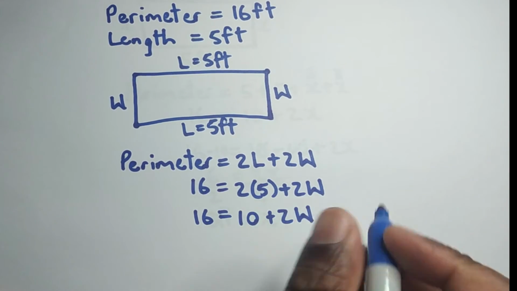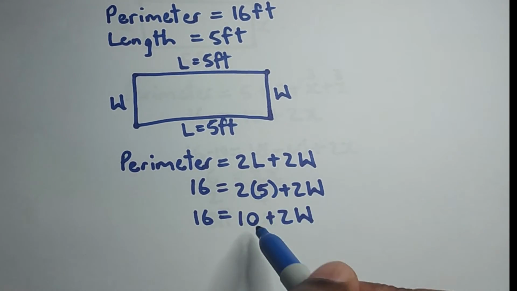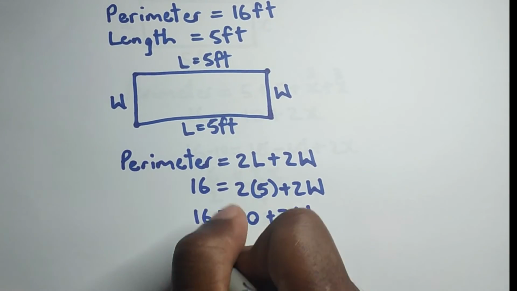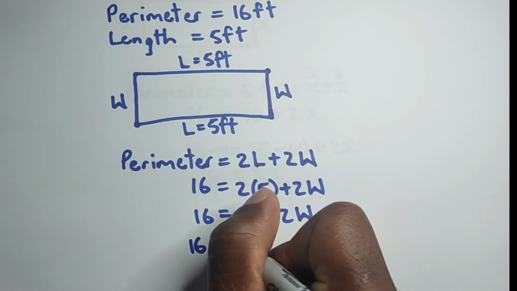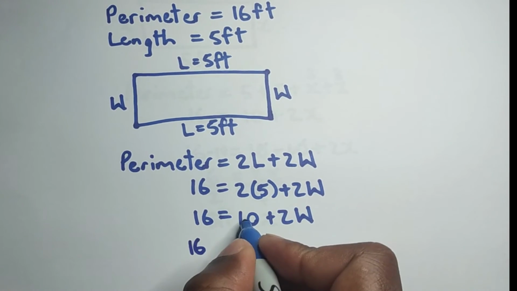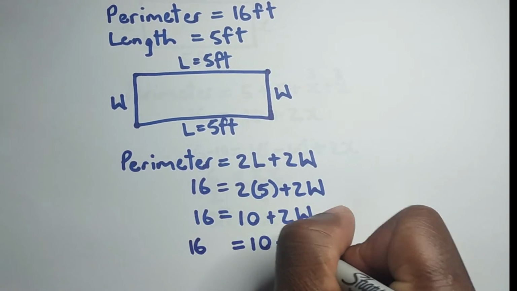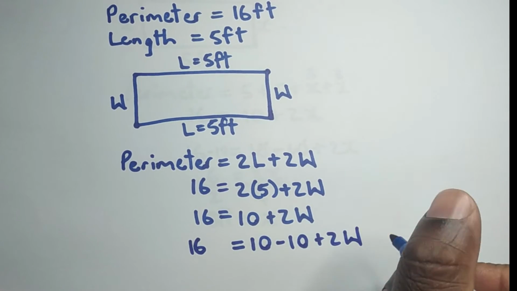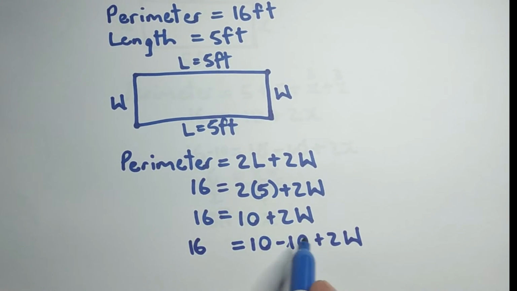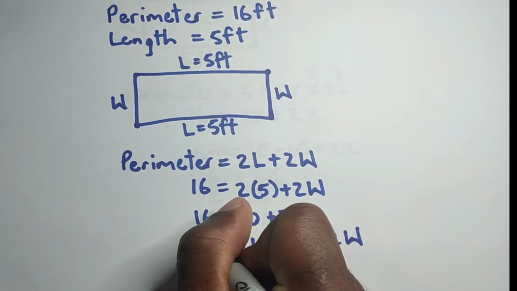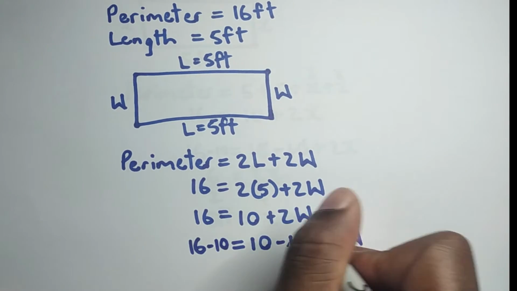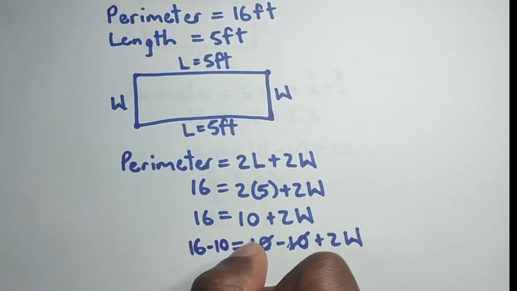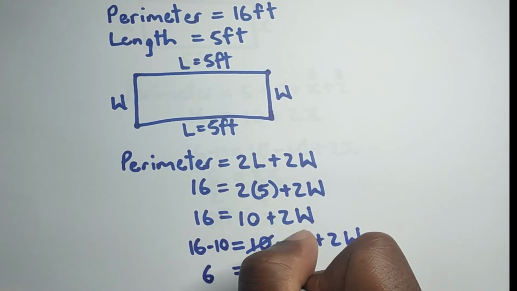We are going to get rid of the things that are furthest away from the W first, so we want to get rid of the 10 first. Here we have 16 on that side, and 10 over here. To get rid of 10, we do the opposite, which is minus 10. We still have the plus 2W. Since we minus 10 on that side, we are required to minus 10 on this side also. 10 minus 10 is 0, those cancel. 16 minus 10, that's 6, is equal to 2W.